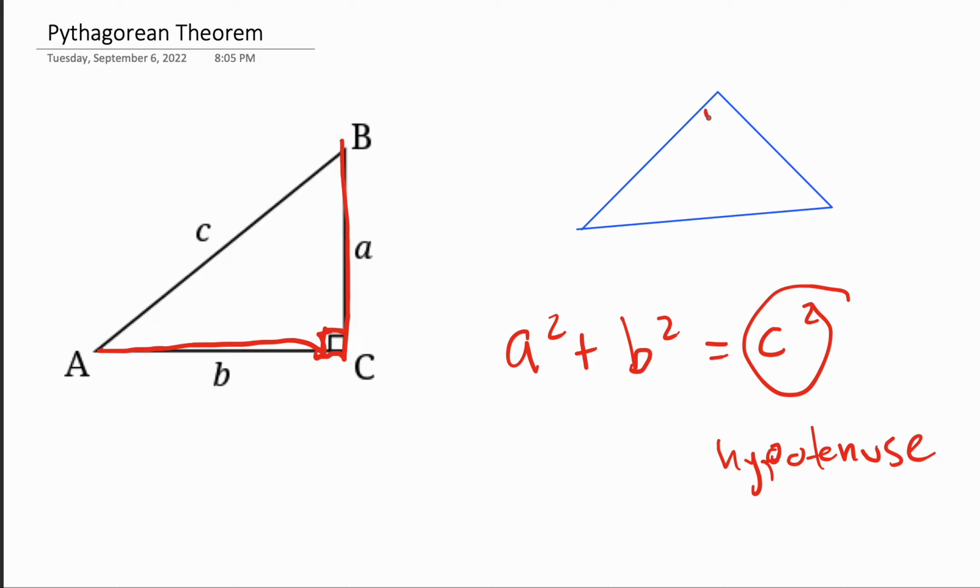So if we look at this blue triangle here, here's the right angle. Stretching underneath it, across from it, is the hypotenuse. So the hypotenuse is the largest side because it's across from the biggest angle. In a right triangle, the biggest angle is 90 degrees. So if we can find the right angle here, we can find across from it the hypotenuse.